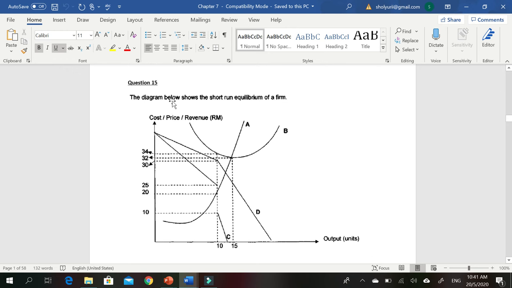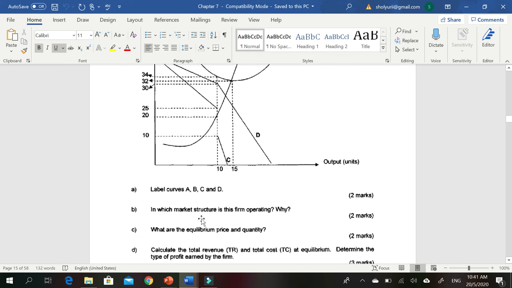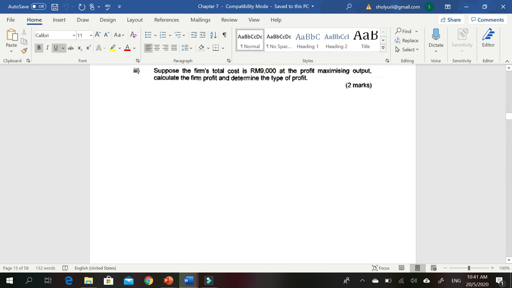Dalam soalan ni tak bagi tahu pun. Of a firm. So, dia tanya, what market structure is the firm operating? So, if you cannot detect, then it will be hard for you to answer the question. So, it's very important for you to know which market structure is this. From the curve, you can know the market structure from the curve.